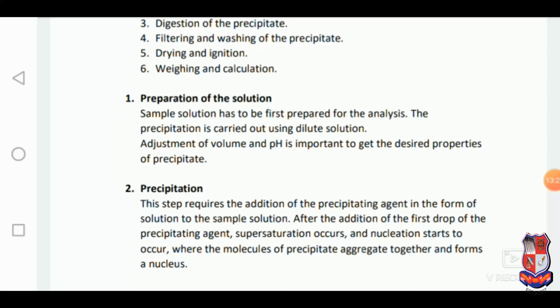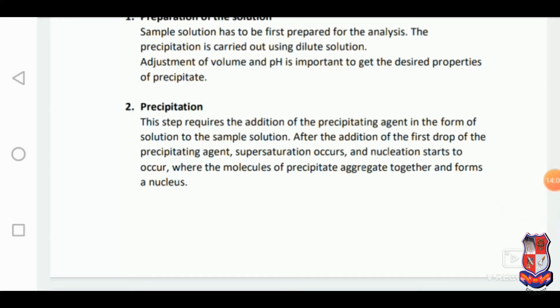Gravimetric analysis is a pure analysis in which no sophisticated instrument or highly qualified analyst is required. Even a laborer can do gravimetric analysis effectively. First is the preparation of solution. The sample solution has to be prepared first for the analysis. The precipitation is carried out using dilute solutions, so dilution is necessary and compulsory to get the desired amount of precipitation. Adjustment of volume and pH is important to get the desired properties of the precipitant.